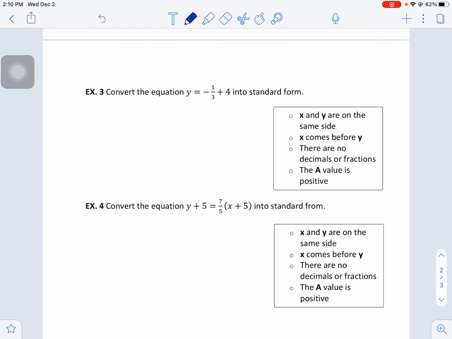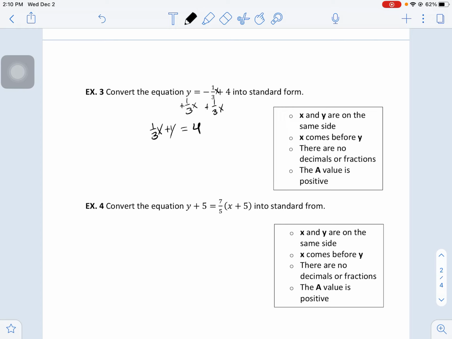All right, example number 3. It says convert the equation y equals -1/3 x plus 4 into standard form. Whoops, forgot the x right there. So to go to standard form, we're going to need to add that 1/3 x to the other side, and then we're going to have to put it in the front. So it's going to be 1/3 x plus y is equal to 4.